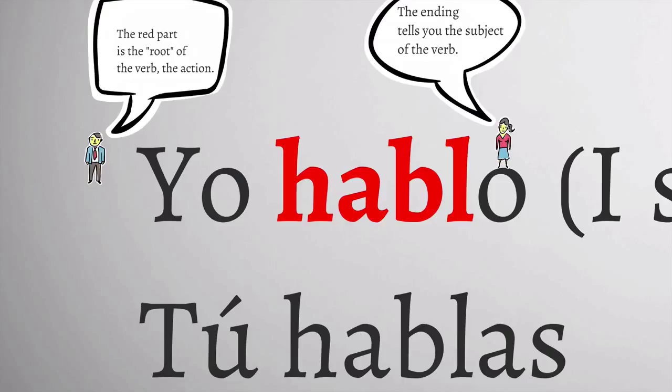In English, I have to say I talk. I can't just say talk, because English verbs do not have the power of Spanish verbs. They don't carry the person and number within them. Hablo, because of the O ending, tells me that it's yo, or I.